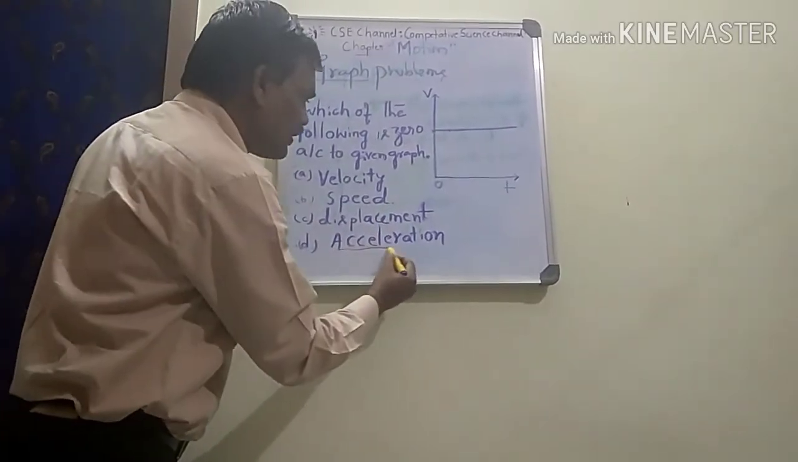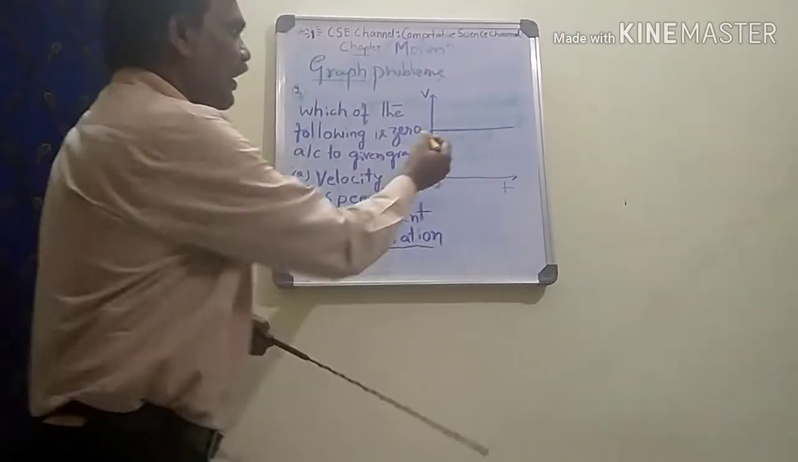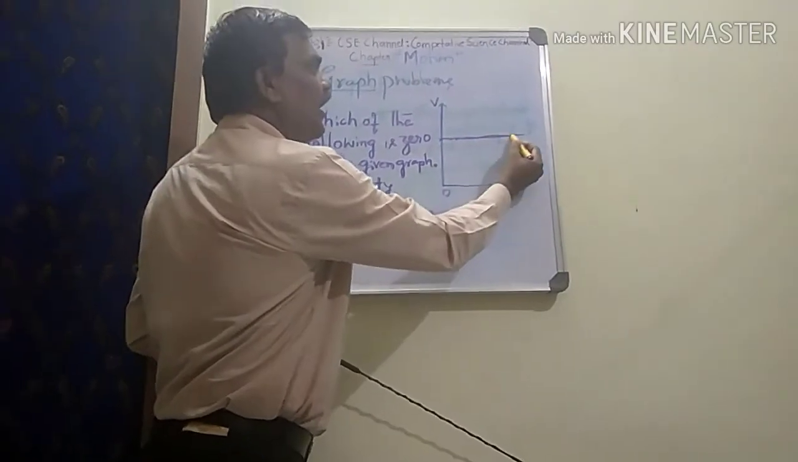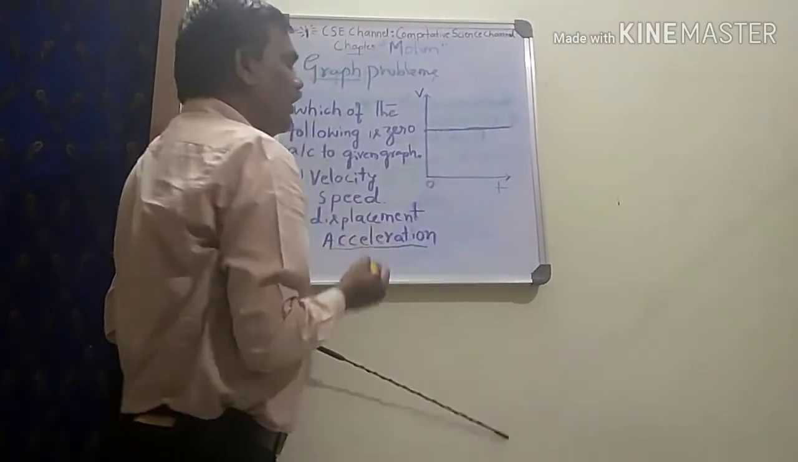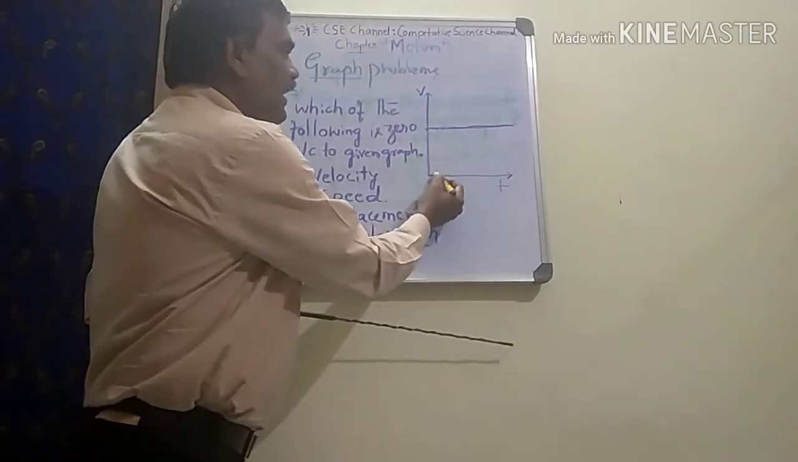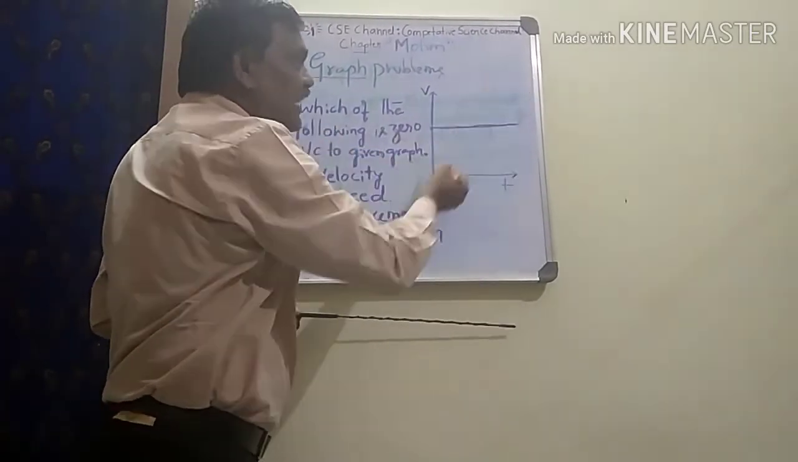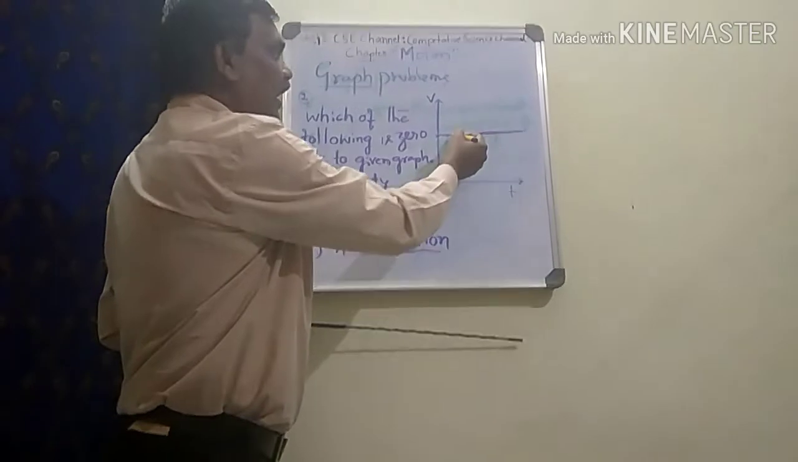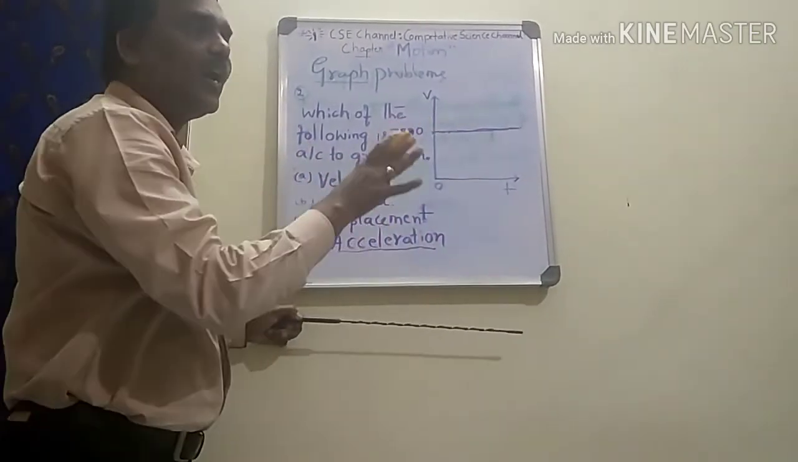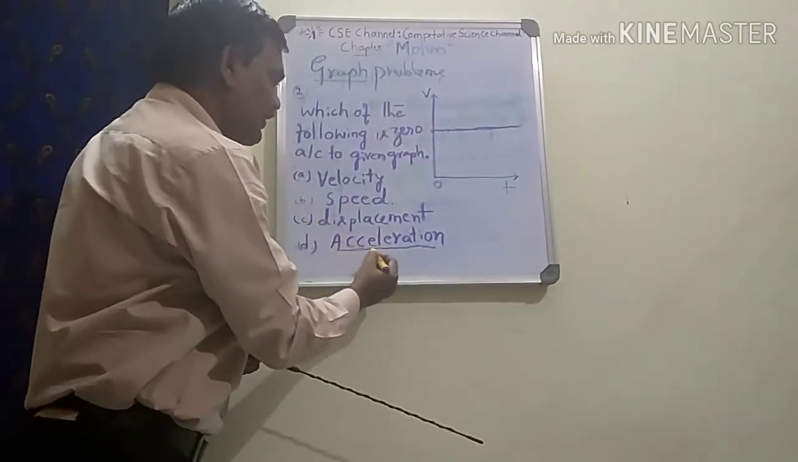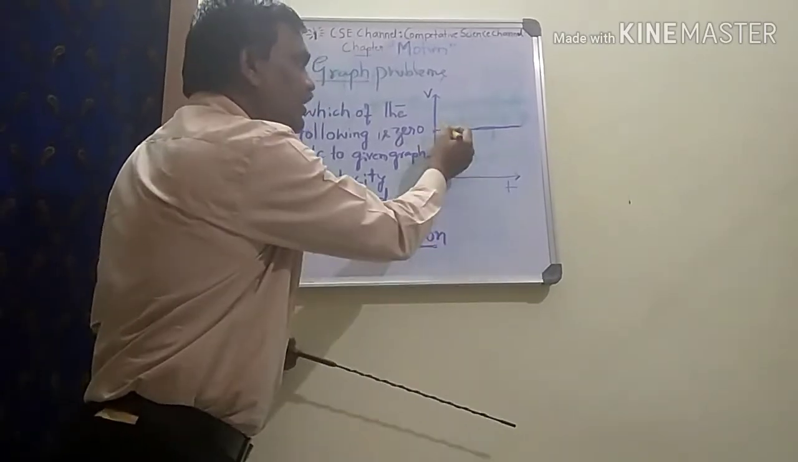Then coming to the last one, acceleration. Here the velocity is constant at all times, so the acceleration is not increasing or decreasing. That means the rate of change of velocity does not occur. Hence the answer: the acceleration is zero here.